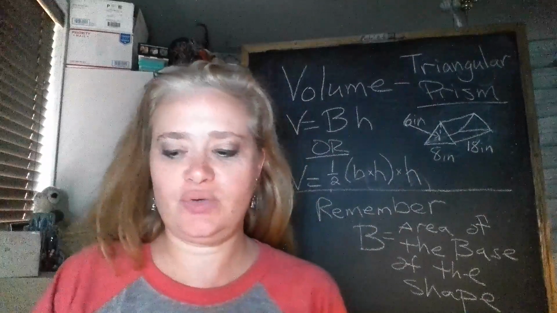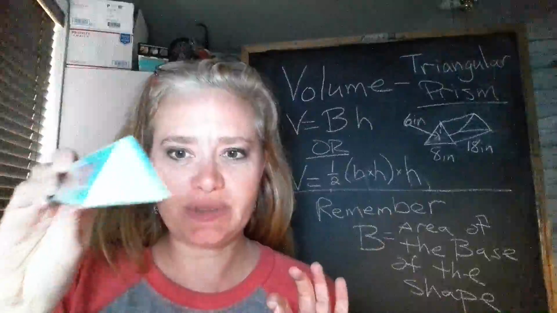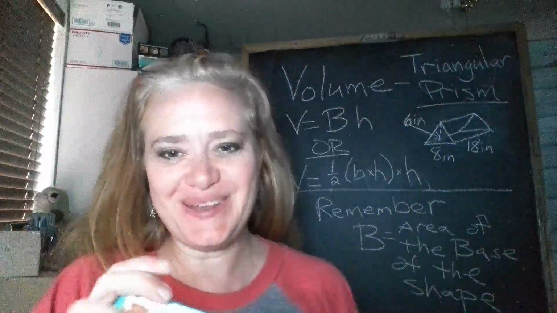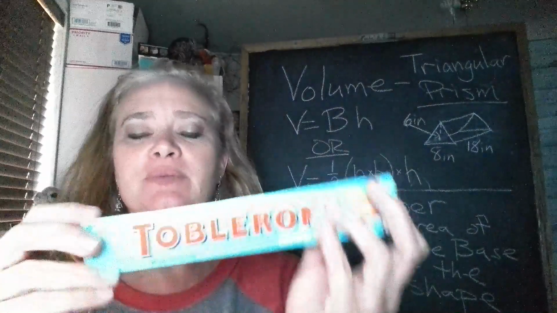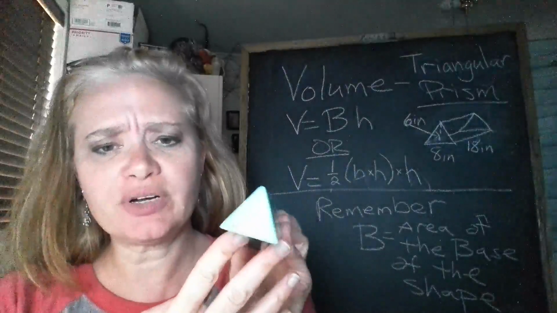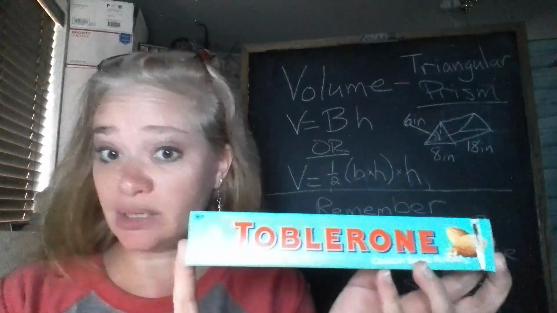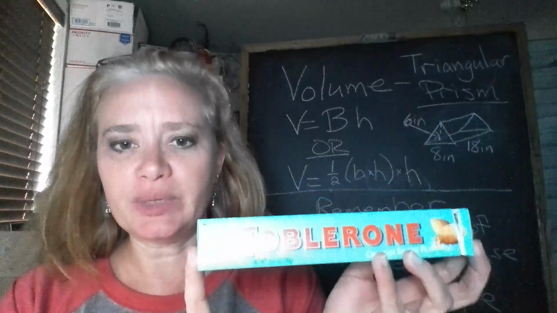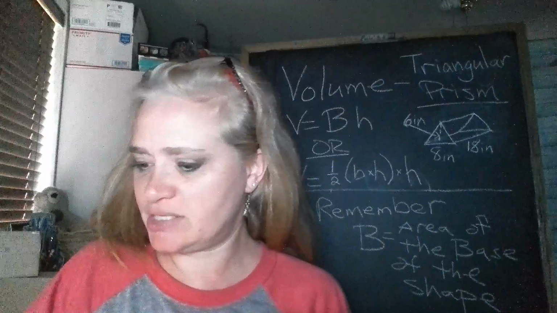All right, so in this video, we're going to play with triangular prisms. And actually, I'm going to turn this off, see if that helps. There we go. Like I told you the other day, when you're dealing with triangular prisms, they're kind of hard to find, a lot harder than I thought. And this is always my go-to because, well, it's chocolate. So we're going to play with this particular triangular prism today and take some measurements.